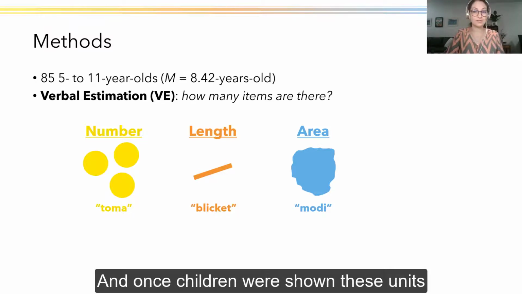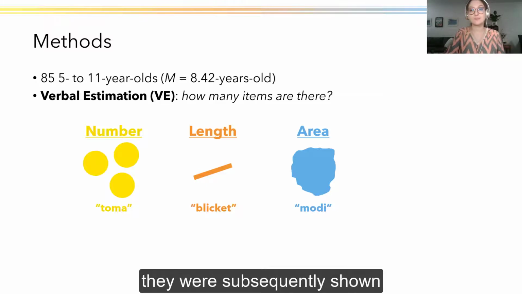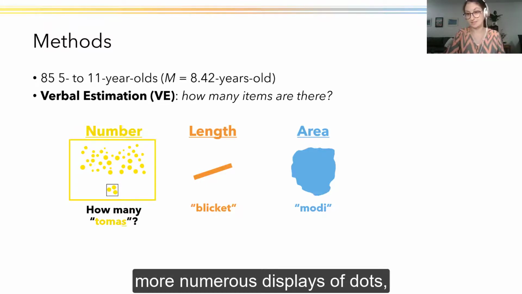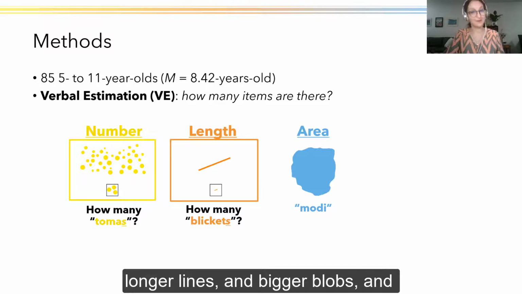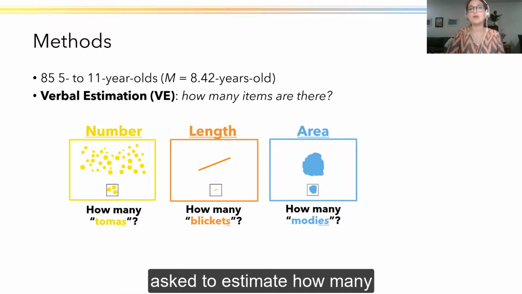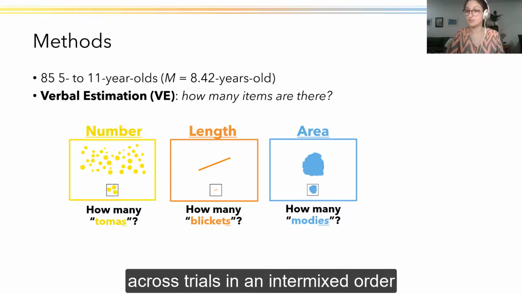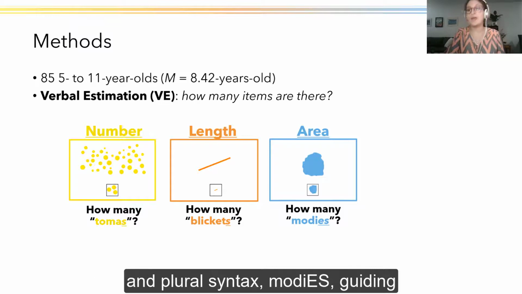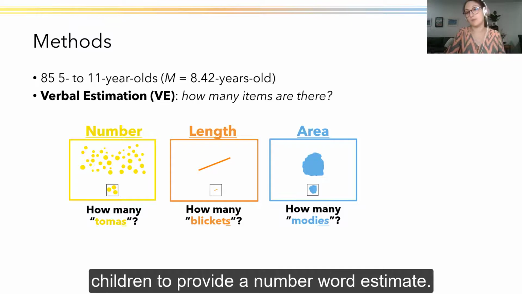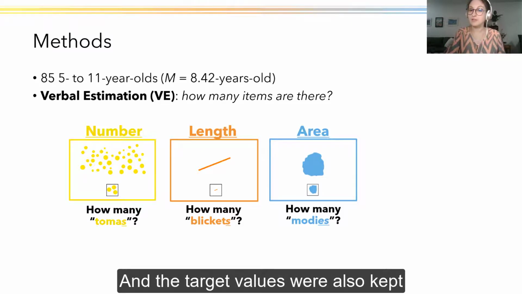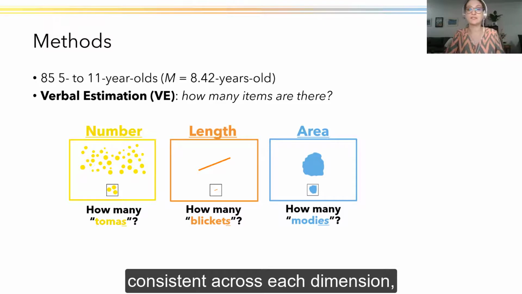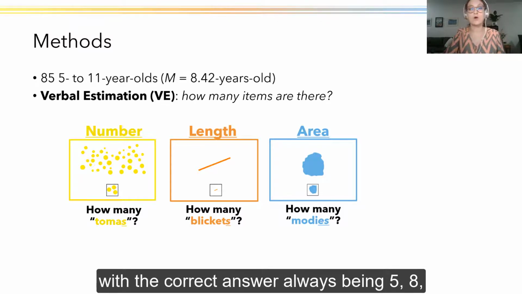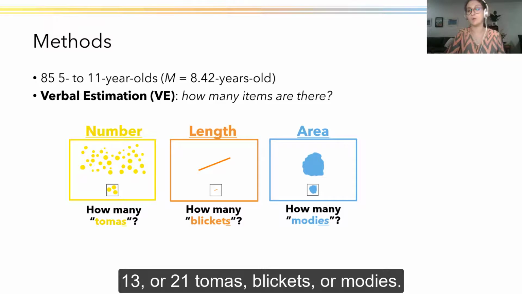And once children were shown these units and how to use them, they were subsequently shown more numerous displays of dots, longer lines, and bigger blobs, and asked to estimate how many tomas, blickets, and modis they saw across trials in an intermixed order, with the use of the quantifier how many and plural syntax, modis, guiding children to provide a number word estimate. And the target values were also kept consistent across each dimension, with the correct answer always being 5, 8, 13, or 21 tomas, blickets, or modis.